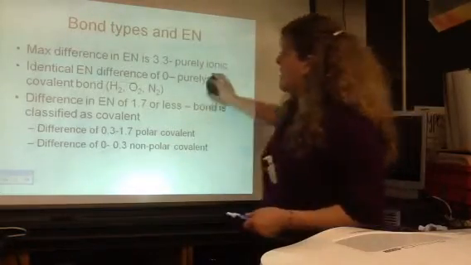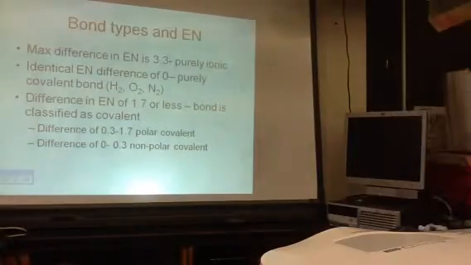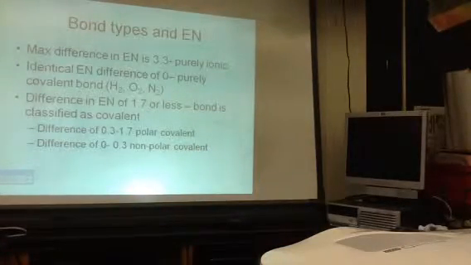If we have an electronegativity difference of 3.3, that is purely an ionic bond. One of those atoms loves the electrons enough to completely attract the electrons. The other atom doesn't care about them enough, it'll completely give them up.